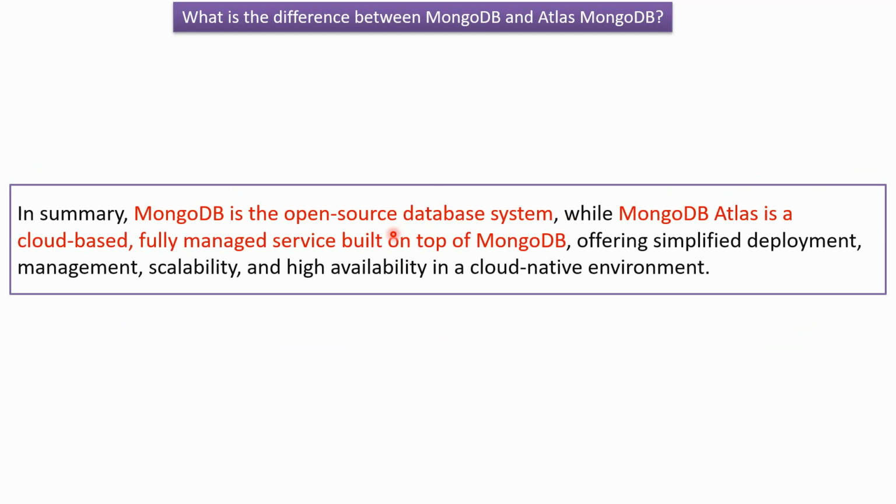In summary, MongoDB is the open source database system, while MongoDB Atlas is a cloud-based, fully managed service which is built on top of the Mongo database, which offers simplified deployment, management, scalability and high availability in a cloud native environment.